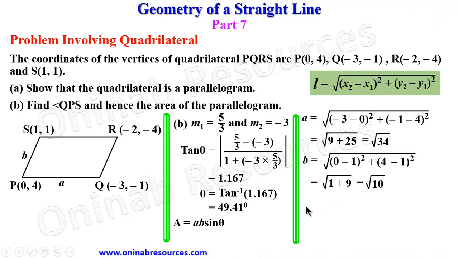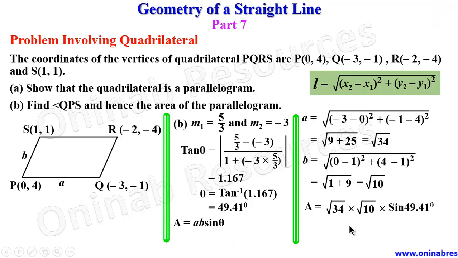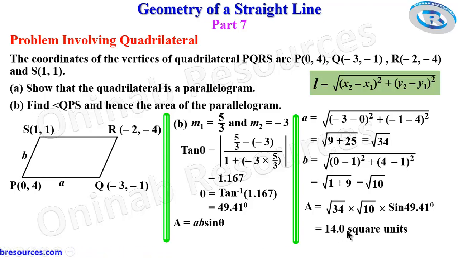We then go ahead to calculate our area, which is root 34 times root 10. That is AB, then multiplied by sine 49.41 degrees. Pressing this on our calculator, we have the area of the parallelogram to be 14.0 square units. And that's all for this tutorial.